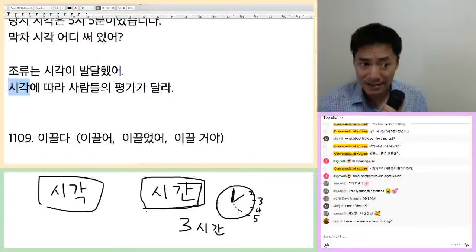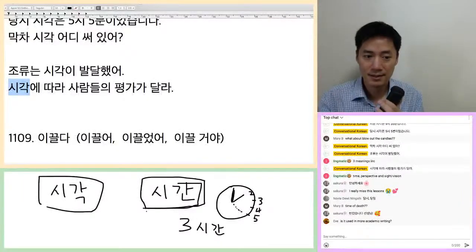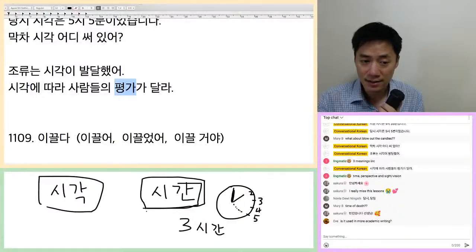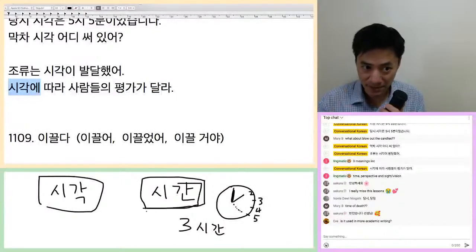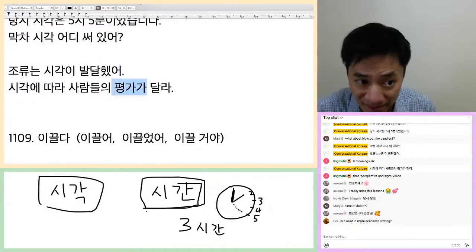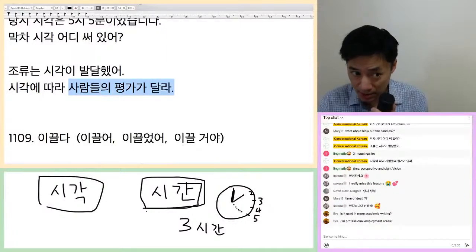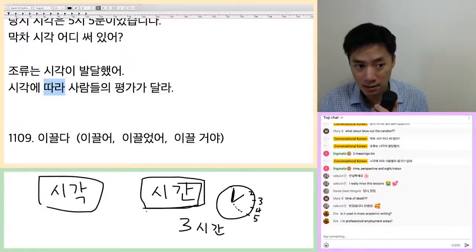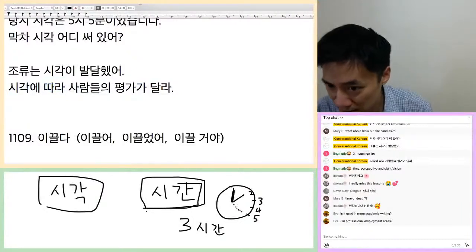And 시각, like perspective, like Ling Lim said here, 시각. The review, the rate can be different, depends on the perspective. Okay, so review of persons, review of people is different. Depends on perspective. 시각. So 시각 can be like perspective.